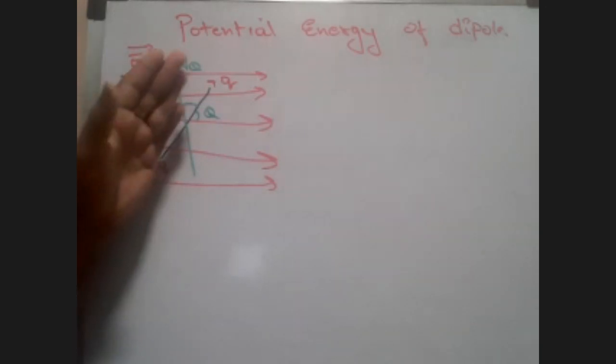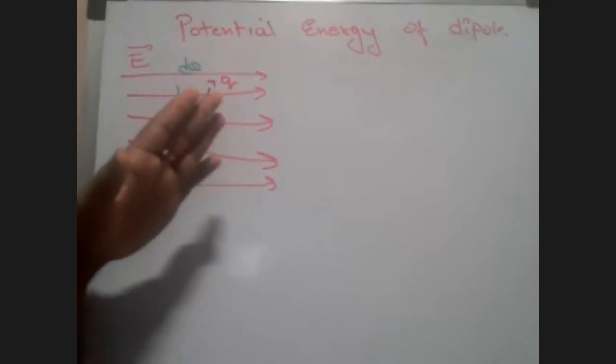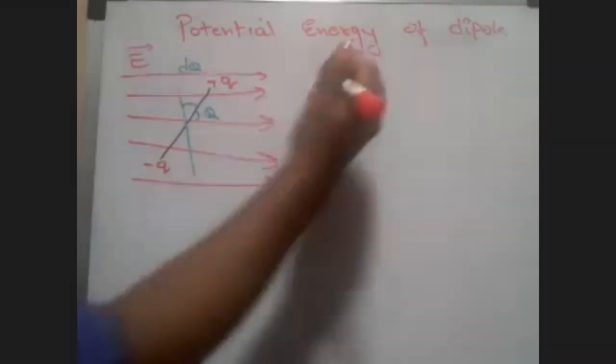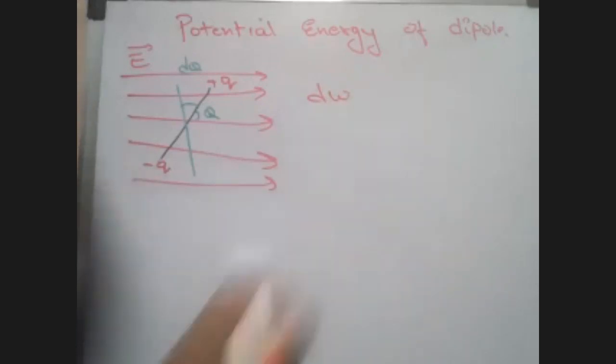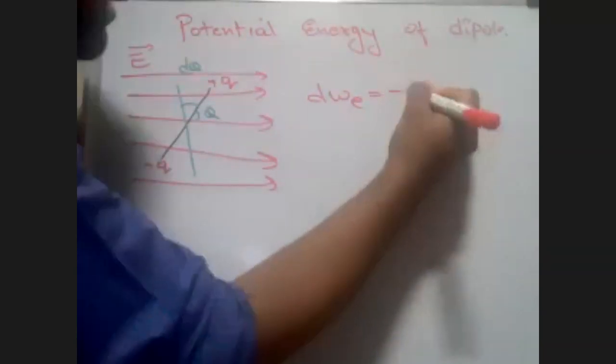Negative. Of course, it is going to be negative because the torque is towards clockwise. But I am pushing it backwards. So I can write the work done. Work done is going to be equal to minus the torque into displacement.